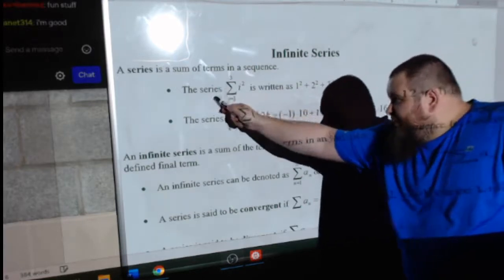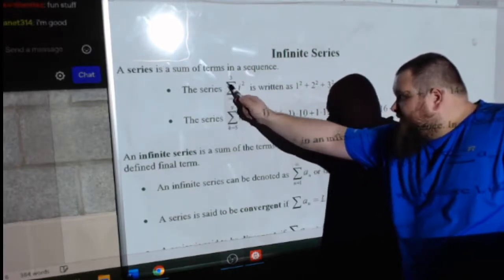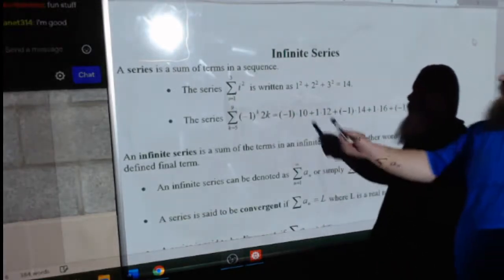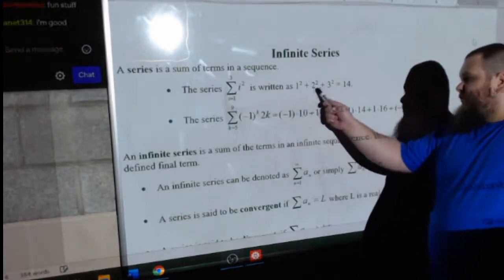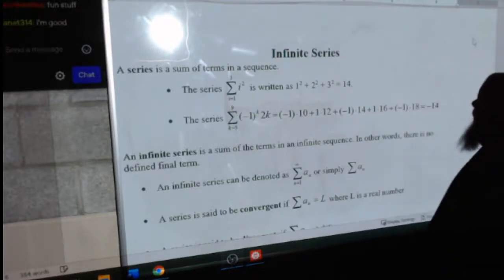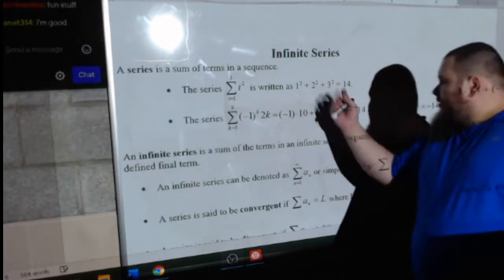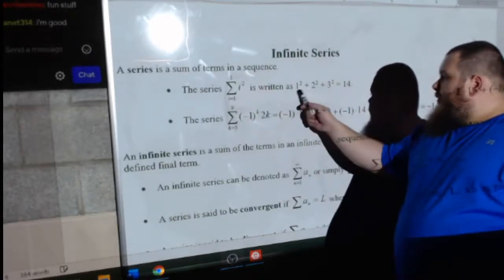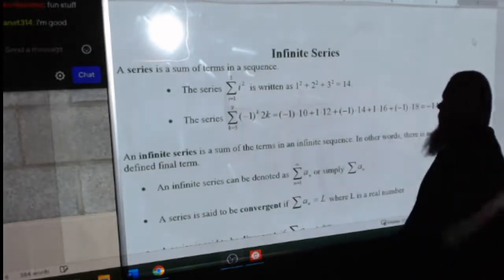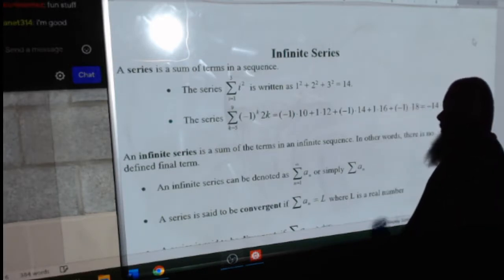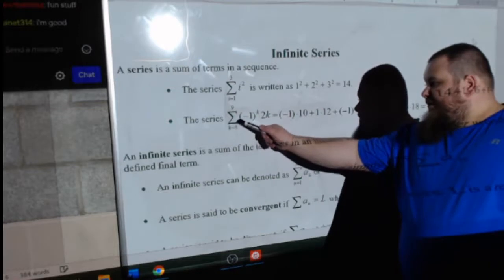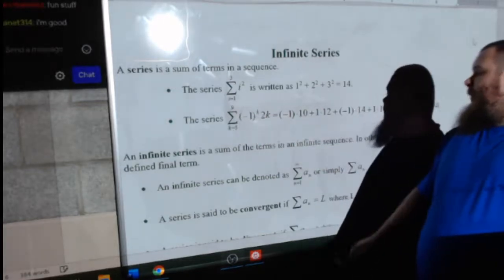But it's a series because it's the sum, right? This is sigma, if you're unfamiliar with that, and that means the sum of those terms. So 1 squared plus 2 squared plus 3 squared. And we only do the first 3 here because this sum runs from 1 to 3. So we plug in 1, 2, 3. The second example there runs from 5 to 9. So you'd plug in 5, 6, 7, 8, and 9.